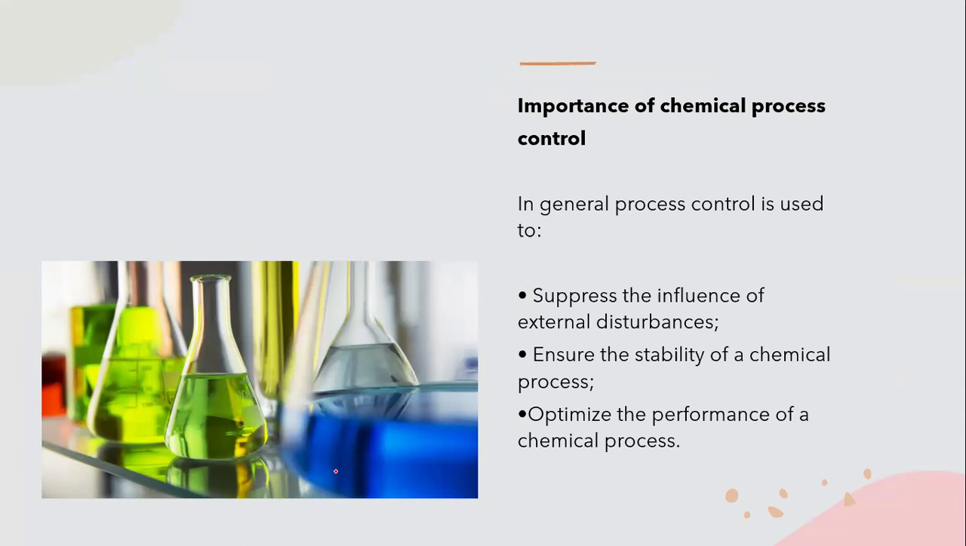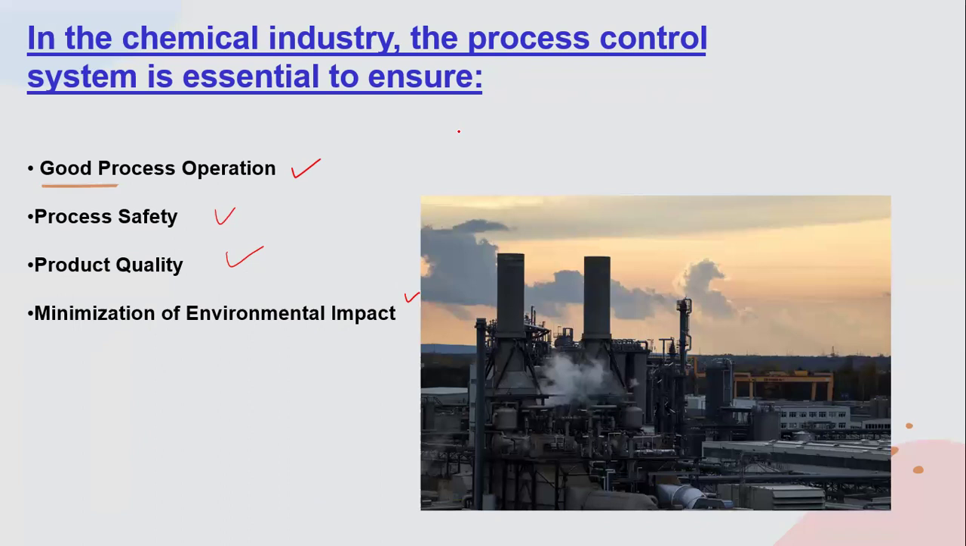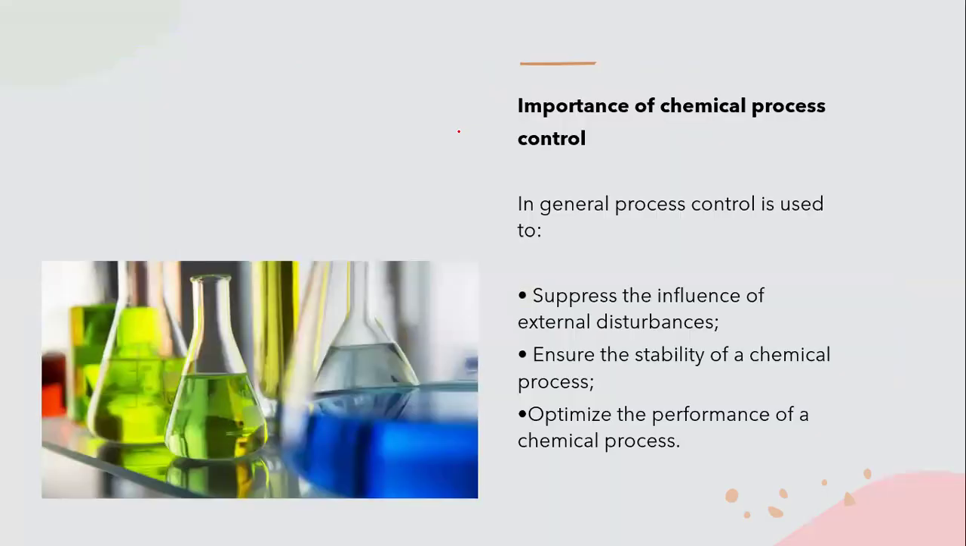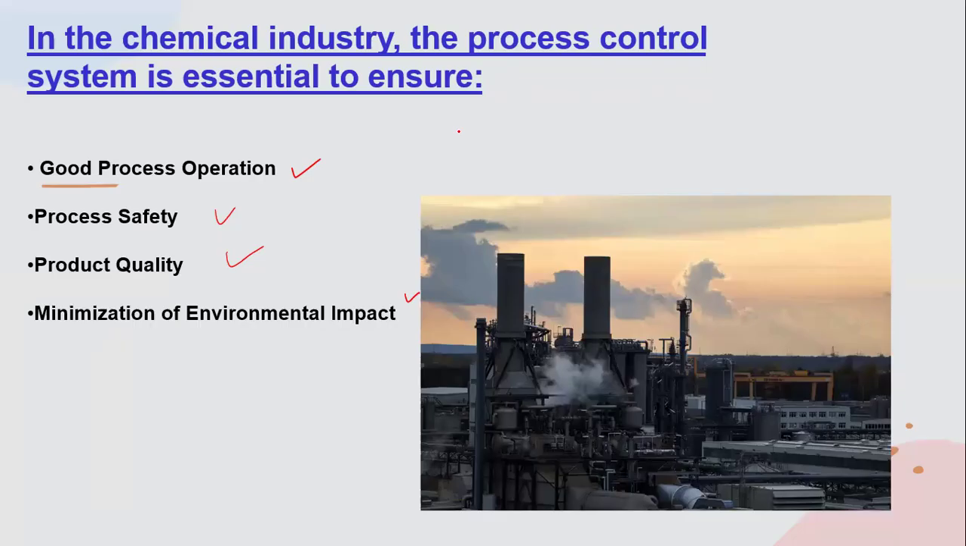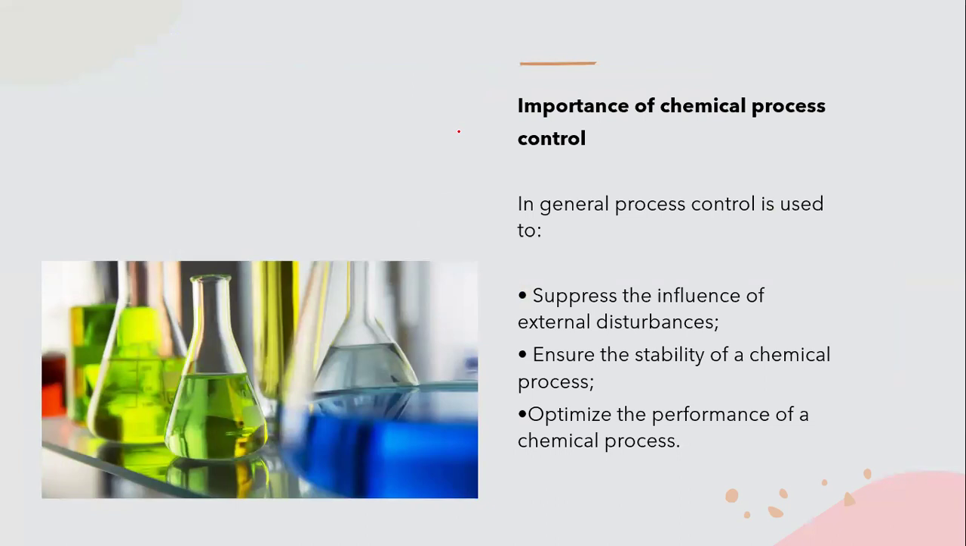Now here are the importance of chemical process control, right? In general, what do we use process control for? Remember, these are the importance. Why is it important to have process control? This benefits the company, benefits the environment, right? But here, why do we perform process control? Why do we need it? What is process control used for? These are the reasons why we need it.